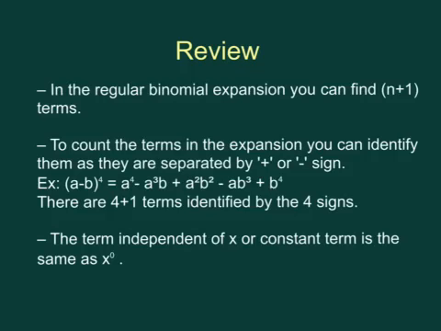Because whenever we have a plus b, all of the signs are going to be positive. But if we have a minus b, as we can see in the example, there is going to be first a negative, then positive, so minus, plus, minus, plus. And there are 4 plus 1 terms, identified by the power 4.